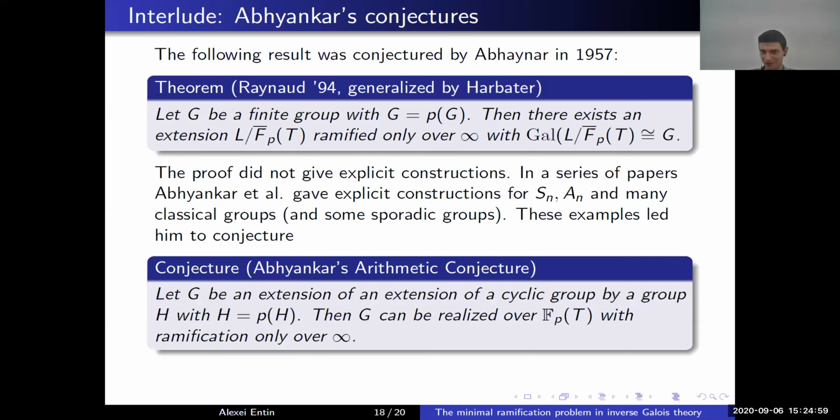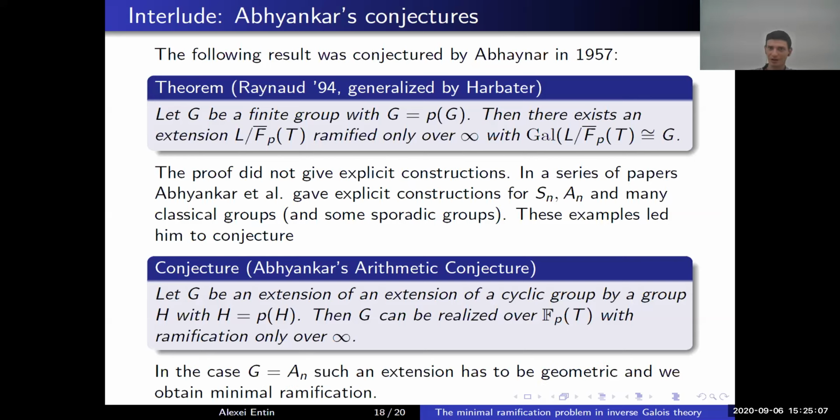Okay, so this is a conjecture over F_p, and this is a much more difficult conjecture probably than the original one. Still wide open. And in the case An, these extensions would have to be geometric. This is a simple exercise, and we get actually also a solution to the minimal ramification problem, provided we can settle this conjecture for An.